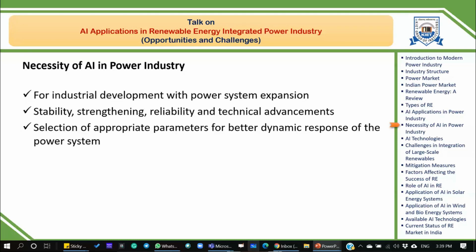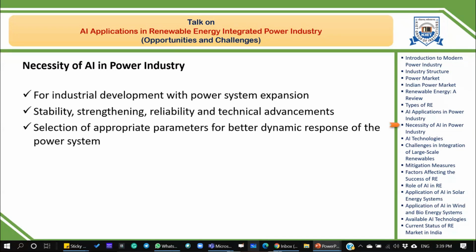Similarly, the selection of appropriate parameters for better dynamic response of the power system. Whenever you apply power system operation and control, you are going to control the entire power market operation, especially technical control. So you need to identify the appropriate parameters from the system. In simple language, in a control system diagram there are several components and each component has its own parameters. Whenever you apply any control strategy, your objective is to identify the parameters of that system and then control or change them. By changing the parameters and variables, you can control the system.